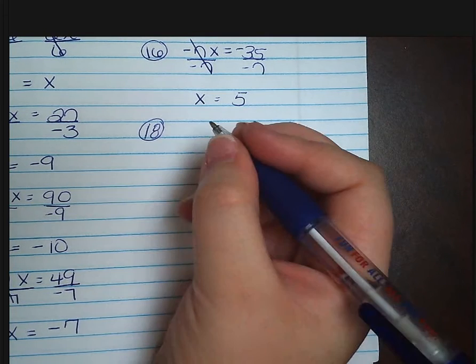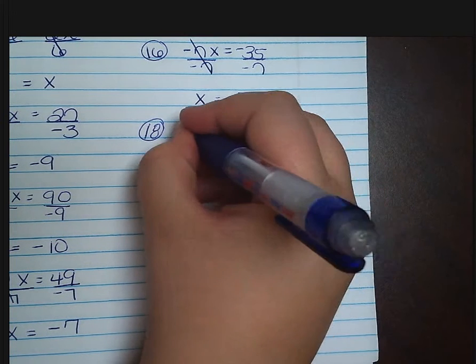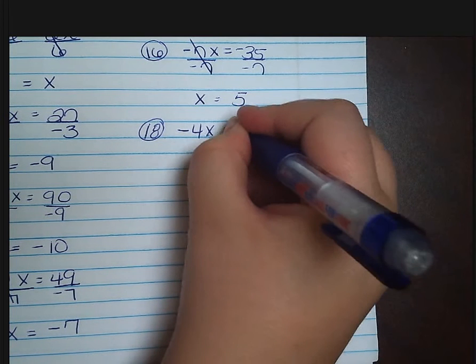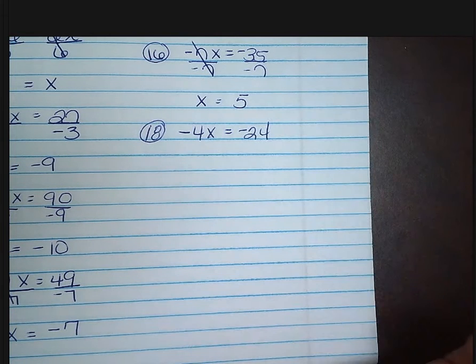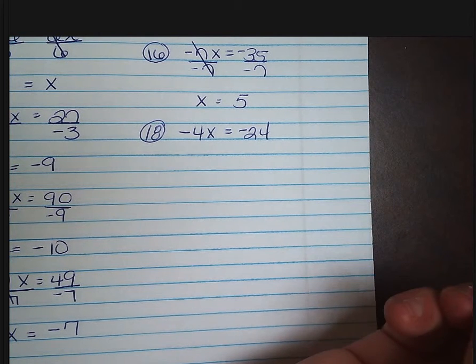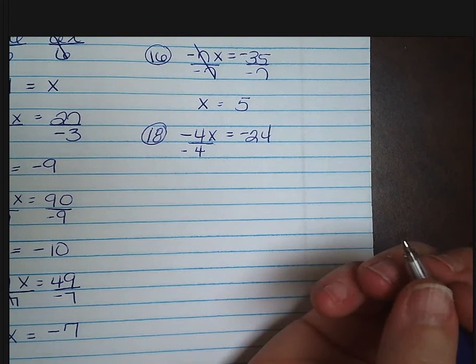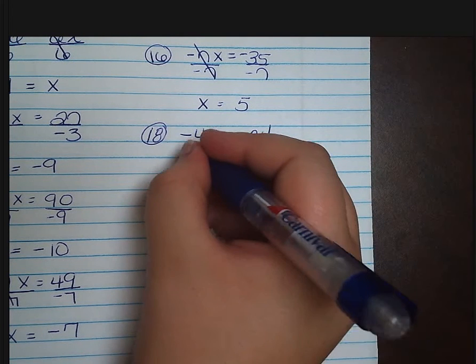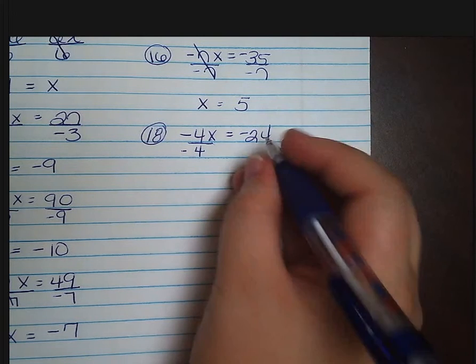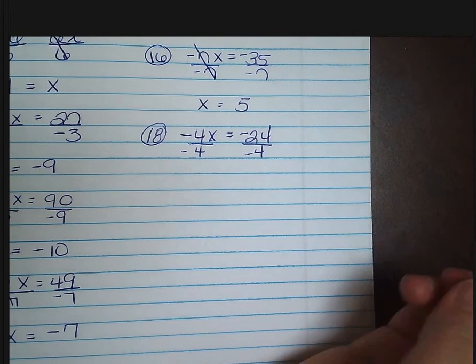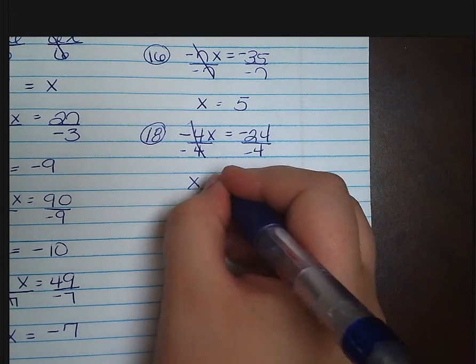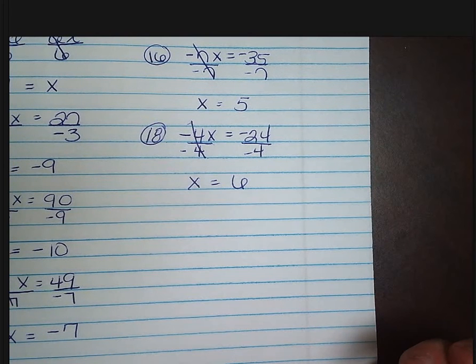Problem number 18, -4x equals -24. So again, we want our x to be positive, so we're going to divide by a -4, so those negatives can cancel out to give us a positive. X equals a +6.